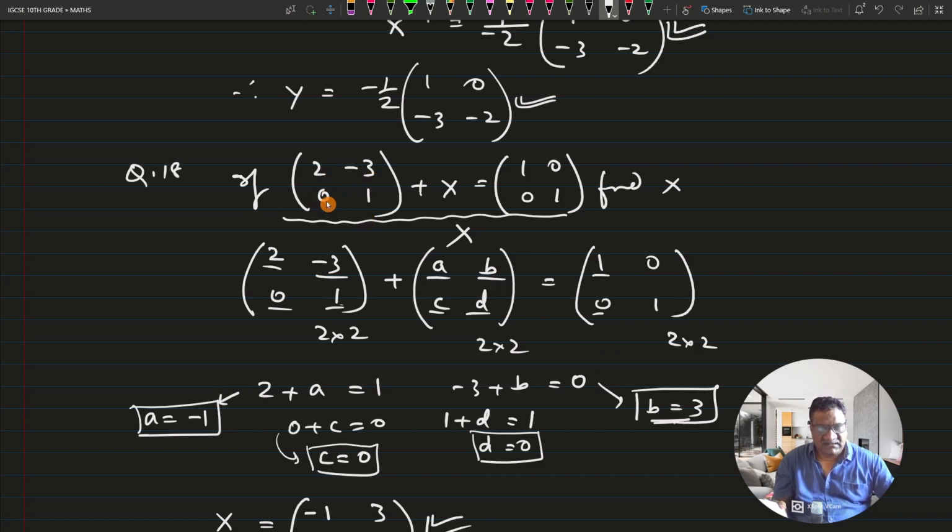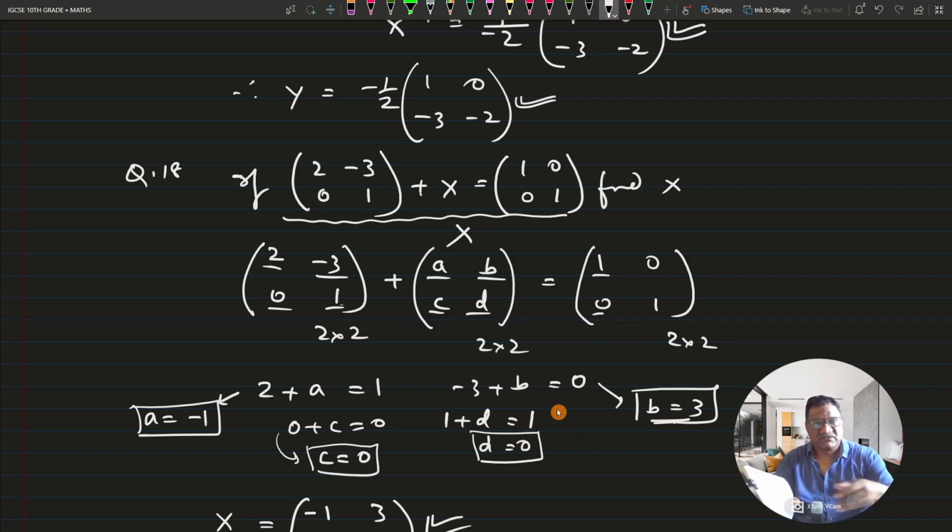2 minus 3, 0 and a 1 plus X equal to 1, 0, 0 and 1. Find X. Okay, 2 minus 3, 0 and a 1 plus A, B, C, D equal to 1, 0, 0, 1. Fine. Now D we want. Okay, so 1 plus D equal to 1. Yeah, so 1 plus D should be equal to 1. So D will be equal to 0. D has to be 0.